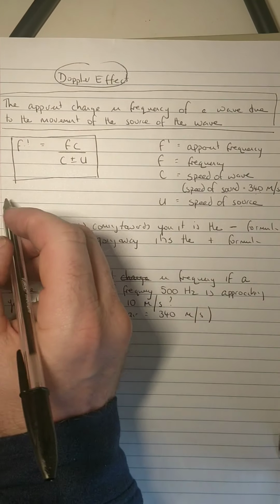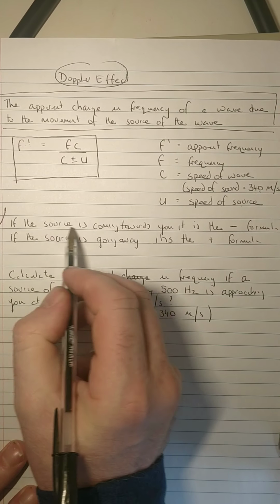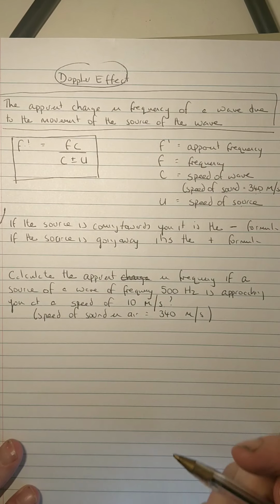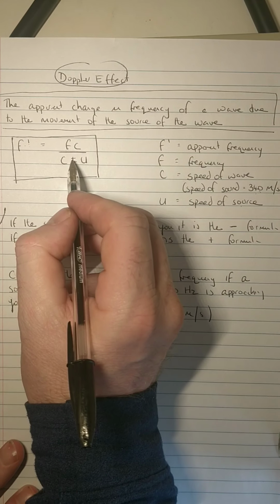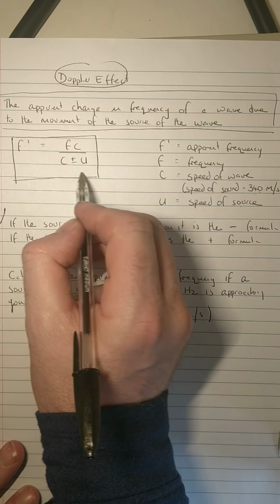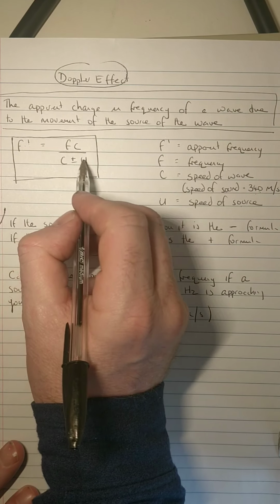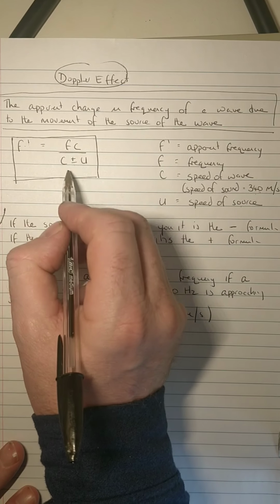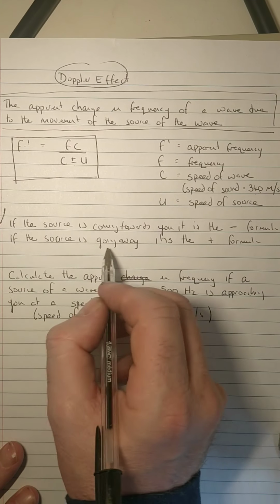Now, this is something you must remember. If the source is coming towards you, it'll be a higher pitch, a higher frequency, so instead of the plus or minus here, you just put in the minus, because you want this number to be bigger, and if you make the denominator smaller, the number will be bigger. And if it's going away, it's plus.